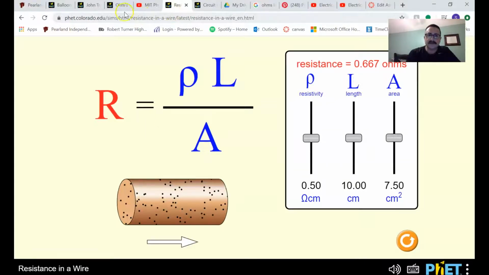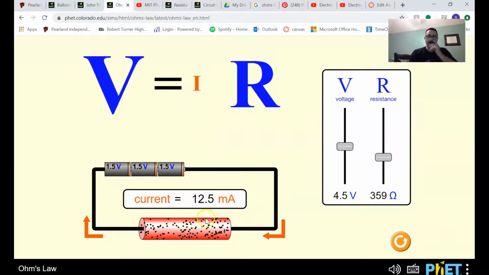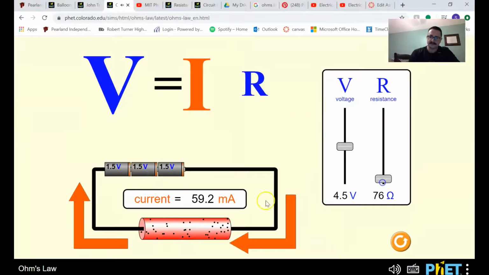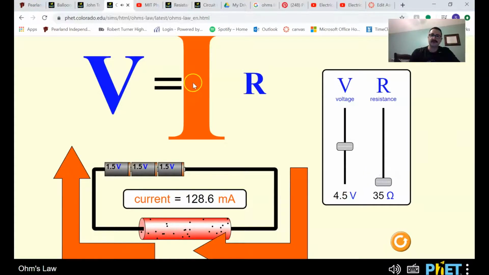Oops, that's not the one I wanted. Here you go. So again, voltage is how hard I'm pushing. Resistance is what's trying to stop this. So if I have less resistance, that means there's less molecules that are kind of smashed in here for those electrons to hit as they're going through. So as resistance goes down, current goes up. I'm able to flow more if I have less resistance.